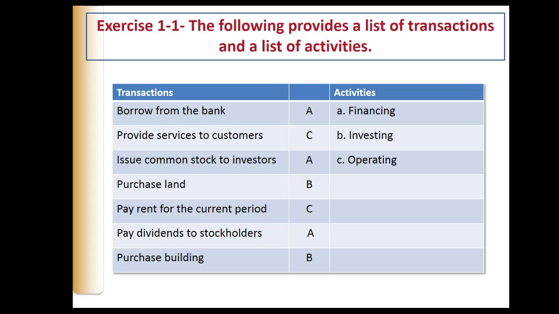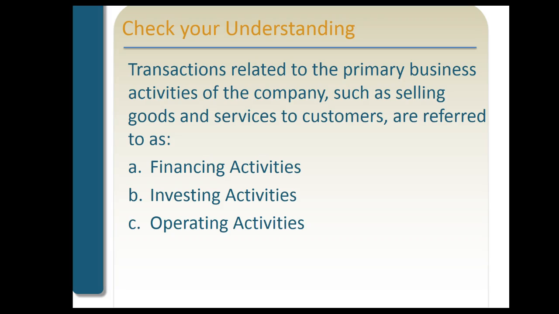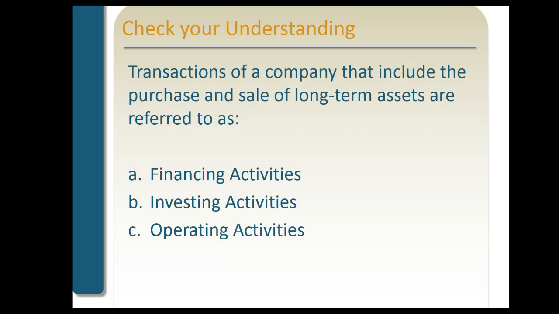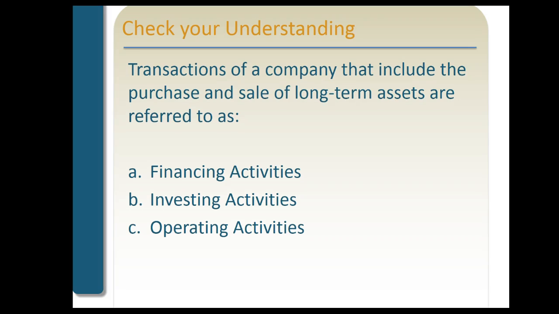So it's really helpful to go through these various transactions so you can gain an understanding of the various activities and the transactions and to be able to match them to one another. So transactions related to the primary business activities of a company, such as selling goods and services to customers, are referred to as financing activities, investing activities, or operating activities. Operating activities would be the right answer. Transactions of a company that include the purchase and sale of long-term assets are referred to as financing activities, investing activities, or operating activities. That would be the investing activities.